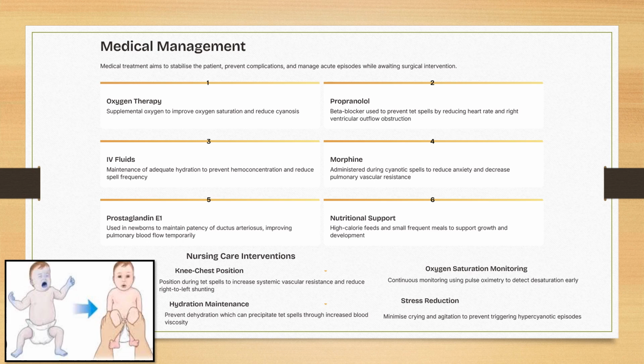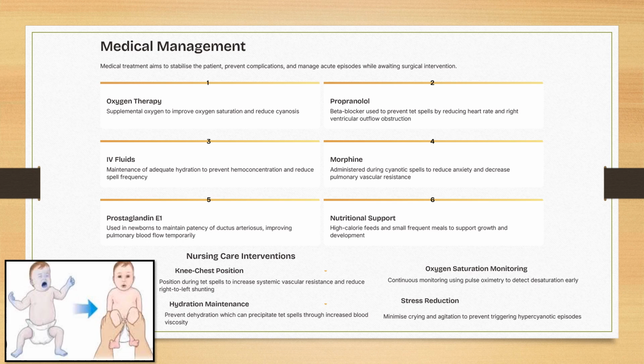Then nutrition support should be given. If the complete repair is planned, if the baby has to go for surgery, then definitely weight should be increased. So for that, high calorie feeds should be given frequently. And nursing care intervention means some of the special things we need to do, like knee chest position.